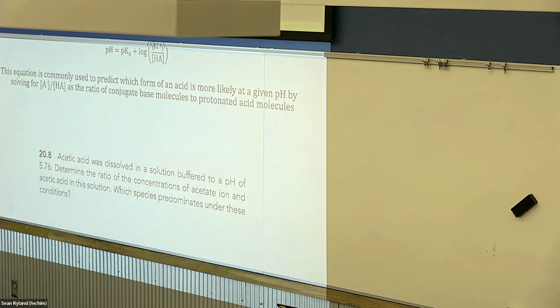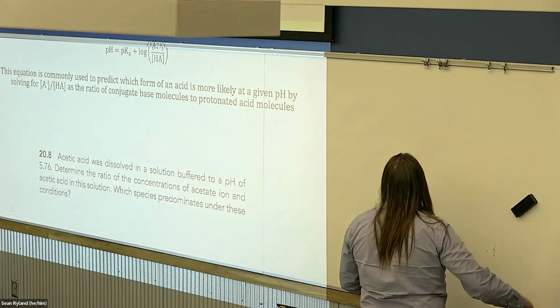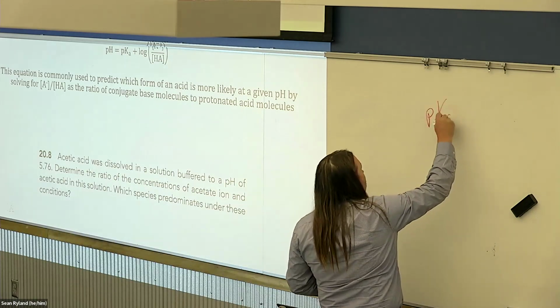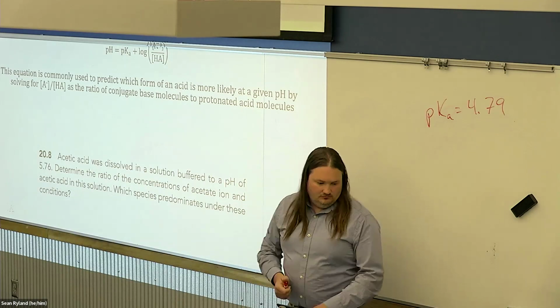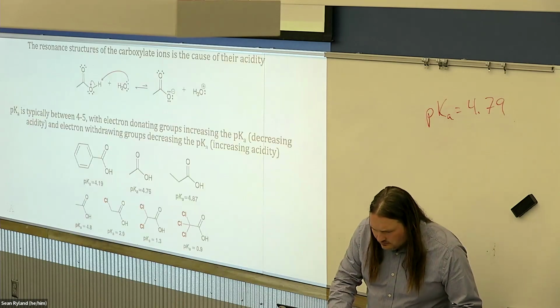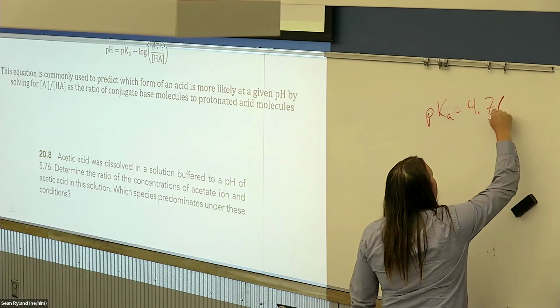So let's do a practice with that, just like I did there. If this solution is buffered to a pH of 5.76, what's the ratio of acetate to acetic acid? And again, the pKa for acetic acid was 4.79. No, 4.76. That makes that chosen pH make a whole lot more sense. That's so nice.